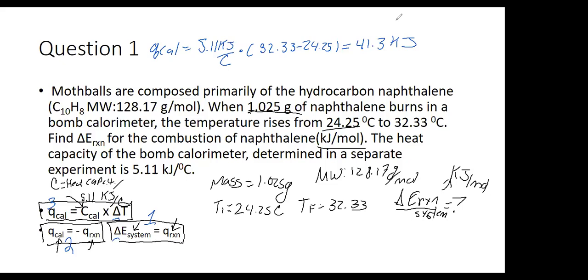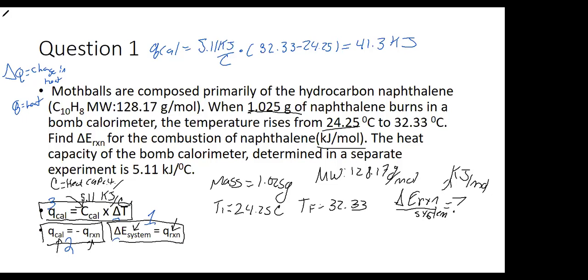Q is not change in heat. Q is just heat. Delta Q is change in heat. Q is just a measure of heat. That's just a number, right? Delta, you're looking at a difference. Q is just a number. And we don't have any delta Qs here. We're just looking at Q.